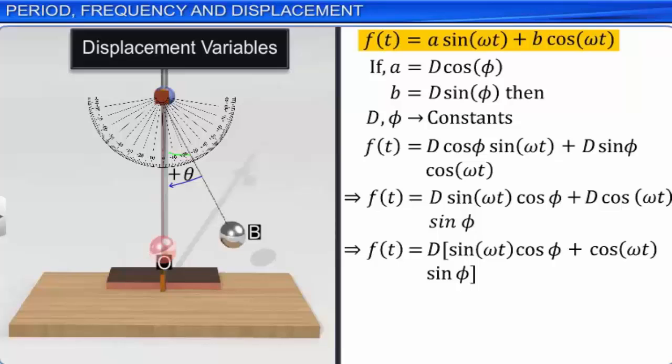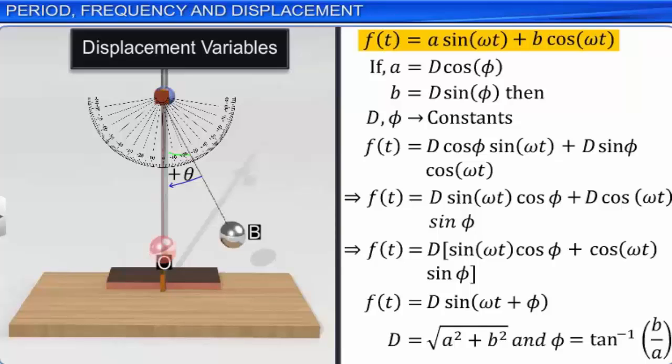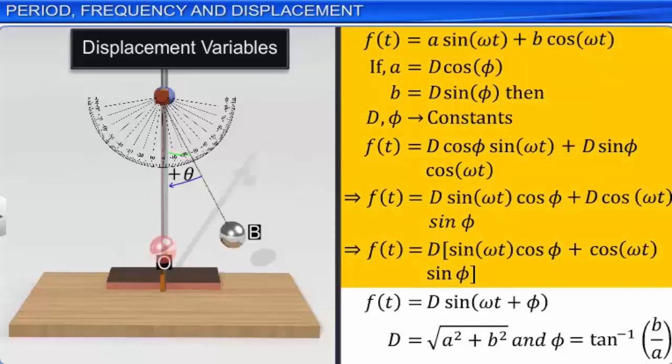We are aware of the constants a and b. Hence, we need to express the new assumed constants D and φ in terms of the known constants a and b. Using trigonometry again, we get the constant D is equal to the square root of a squared plus b squared, and the constant φ is equal to tan inverse of b by a. We discussed a periodic function that is a combination of a sine and a cosine function. The importance of these two harmonic functions is due to the mathematical result proved by French mathematician Jean-Baptiste Joseph Fourier.